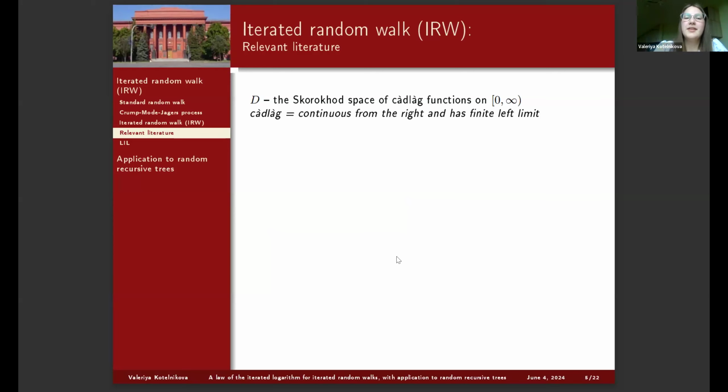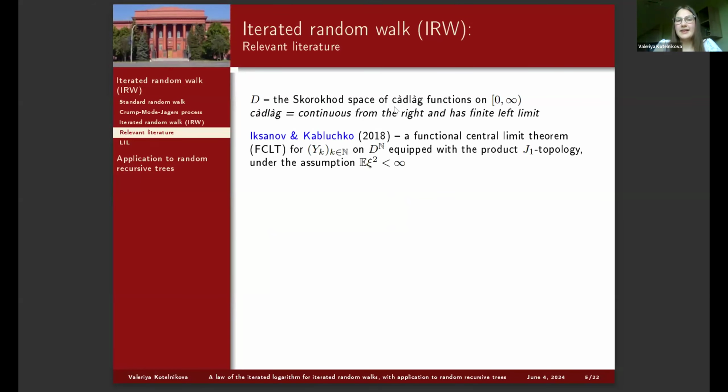To do that, we denote by D the Skorokhod space of càdlàg functions on the nonnegative half line. And by the fancy word càdlàg, we mean that the function is continuous from the right and has finite left limits. The first result is from 2018, from a paper by Iksanov and Kabluchko, my co-authors, where they have proven a functional central limit theorem for process yk on the Skorokhod space D to the power n, equipped with the product J1 topology. And they have proven it under the assumption you see on the slide.